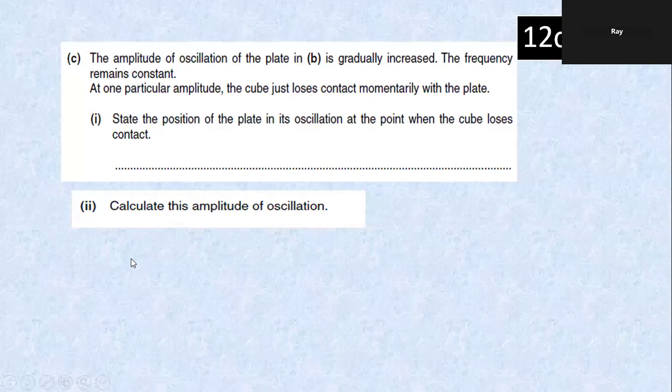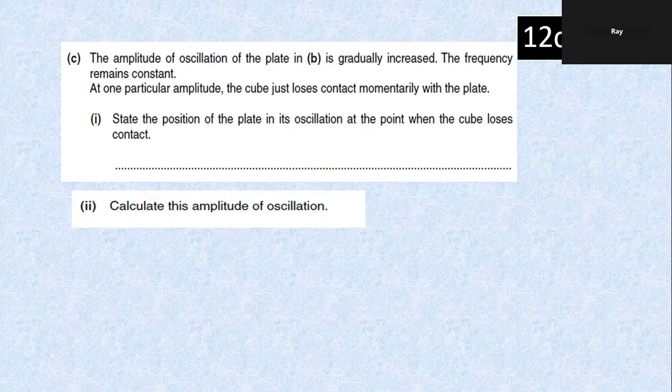State the position of the plate in its oscillation at the point where the cube loses contact. Remember, the plate is oscillating in simple harmonic motion, and the plate is causing the cube to vibrate, but there are certain times where they lose contact, where the plate is moving at a greater acceleration downward than the cube. The cube is falling at acceleration due to gravity.